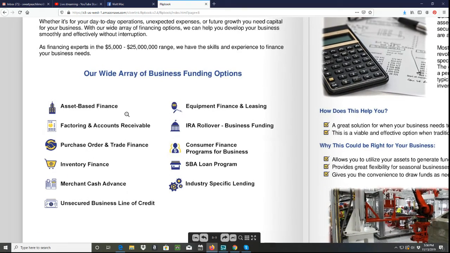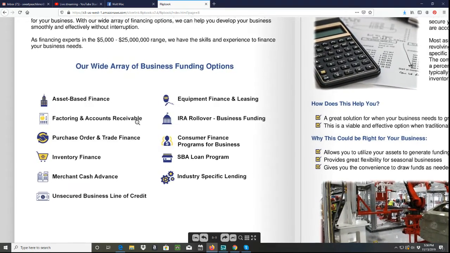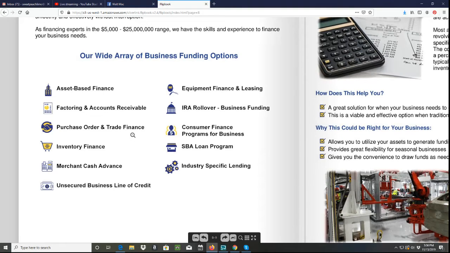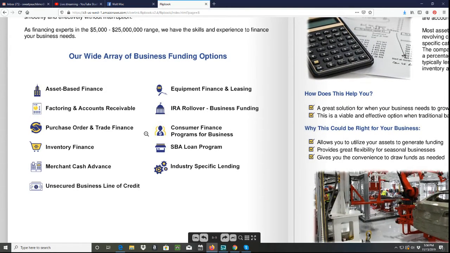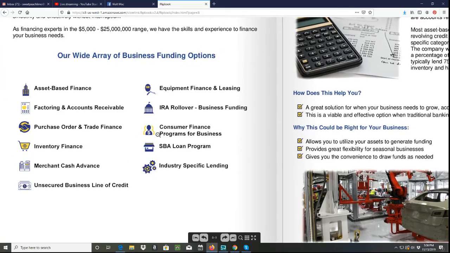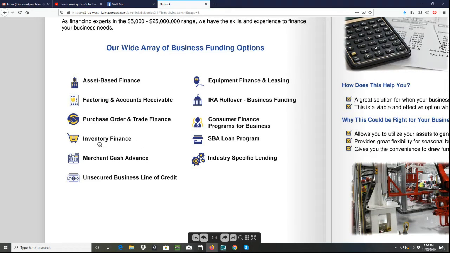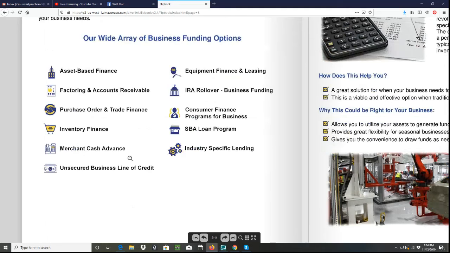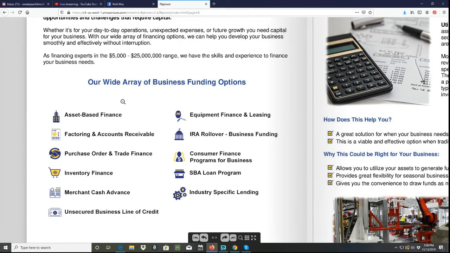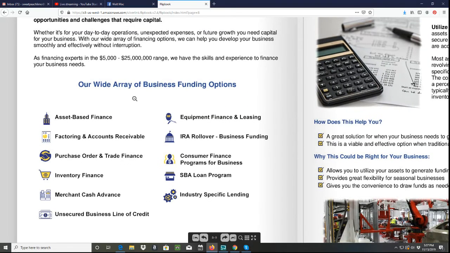If anyone is looking for asset-based finance, any factoring and account receivables, there's all types of ways to get financed here: equipment finance and leasing, consumer finance programs for businesses, inventory finance. Yes, I'm skipping over some, but as you can see for yourself here, I'll stop moving it like that. I don't want anyone to get dizzy. And in just a moment, we'll go over some of the intake forms.